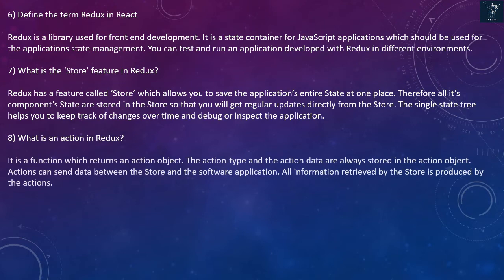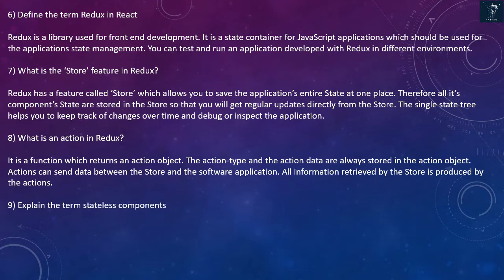8. What is an action in Redux? It is a function which returns an action object. The action type and the action data are always stored in the action object. Actions can send data between the store and the software application. All information retrieved by the store is produced by the actions.